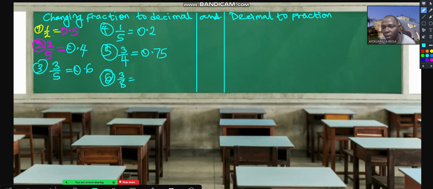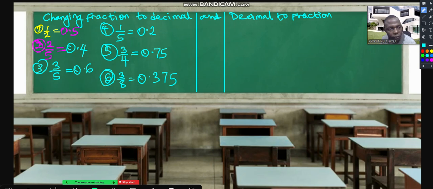How many 8 goes in 3? That's 0. If you write 30, how many 8 goes in 30? That's 3, which is 24. Remember 6. If you write 60, how many 8 goes in 60? That's 7, because 7 times 8 is 56. There remain 4. If you write 40, how many 8 goes in 40? That's 5. So that's how to convert from fraction to decimal.